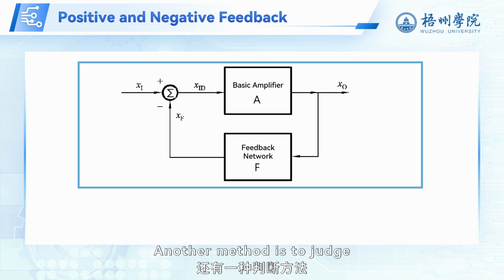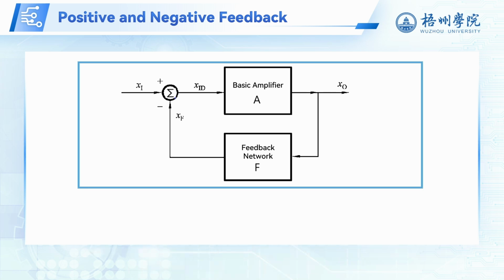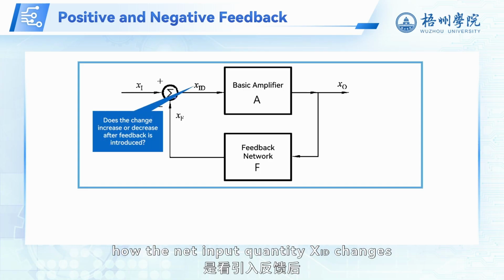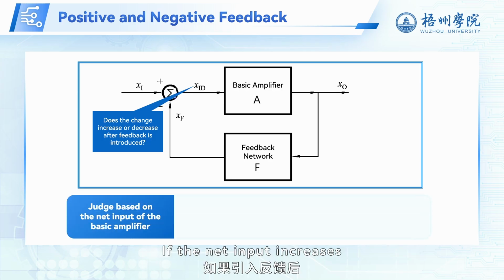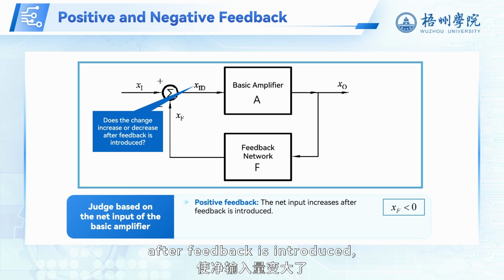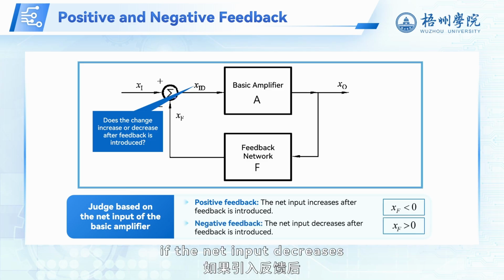Another method is to judge based on the net input of the basic amplifier. That is, we need to see how the net input quantity Xid changes after feedback is introduced. If the net input increases after feedback is introduced, it indicates positive feedback. Conversely, if the net input decreases after feedback is introduced, it indicates negative feedback.